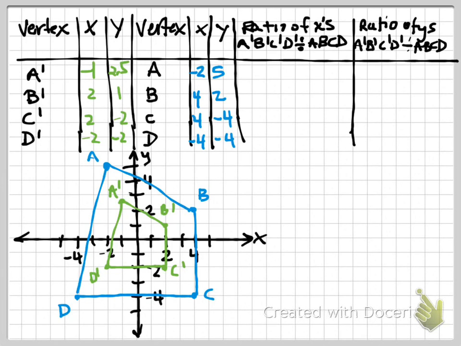So you can see that they're the same shape. They're both quadrilaterals. You can see that the dilation is smaller than the original. And now what we want to do is see if we can figure out how much smaller it is. So what we're going to do is take the ratio. And the ratio says take your x from A prime, and divide it by the x for A. So what's -1 divided by -2?